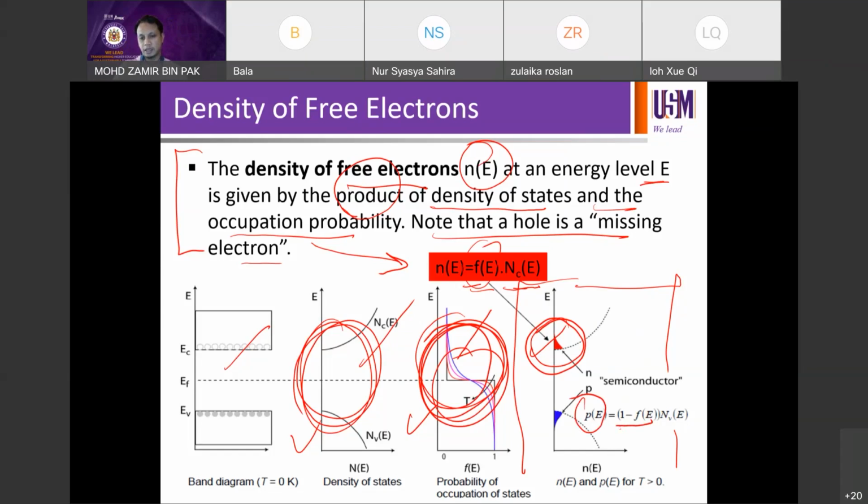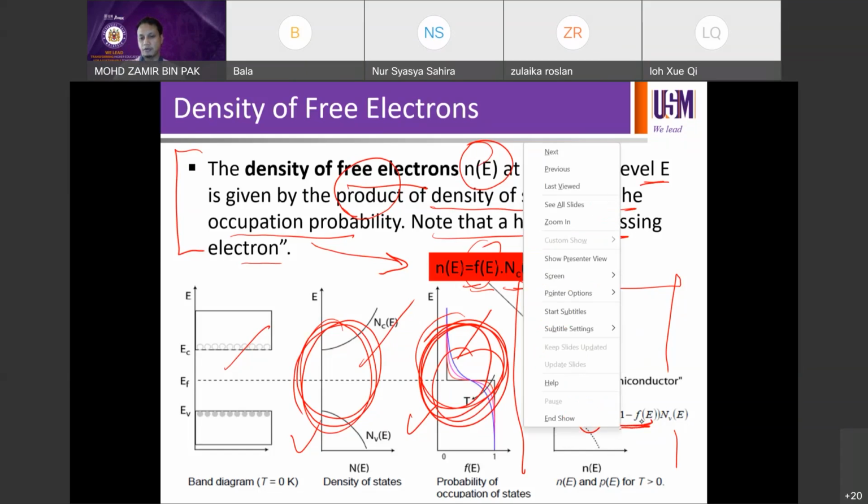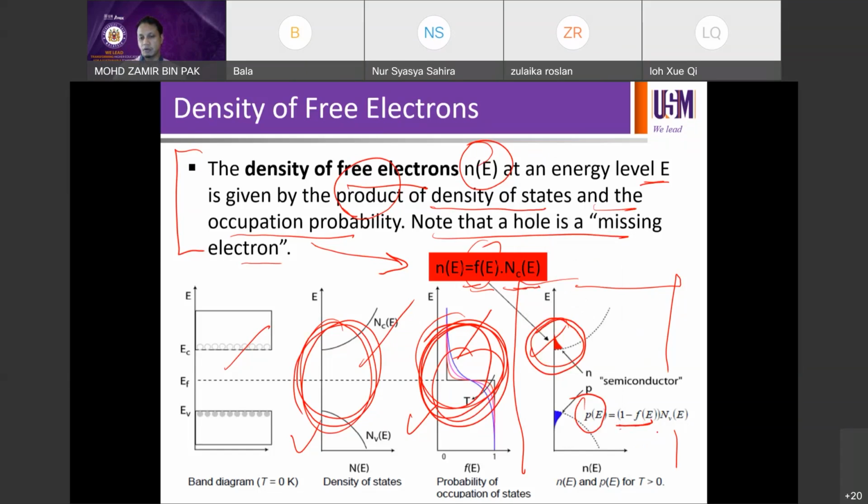Okay, so in this case, it is replaced by 1 minus F(E) because of holes, and then your density of states for holes becomes N_V(E) instead of N_C(E), right? And you are actually calculating the density of free holes in the valence band, right? In the valence band.